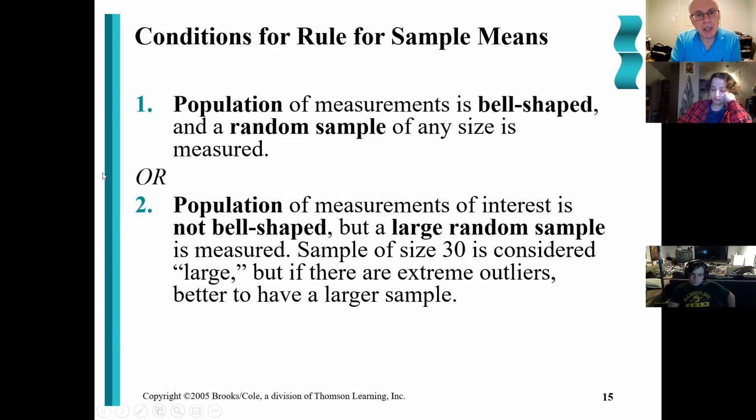But if the population of these measurements is not bell-shaped, possibly it's not bell-shaped, then you need a minimum sample size. Typically, people choose 30. It could be bigger, but all the textbooks say 30. So we need a sample size of 30 to ensure that the frequency curve for our list of samples with sample means is approximately normal.